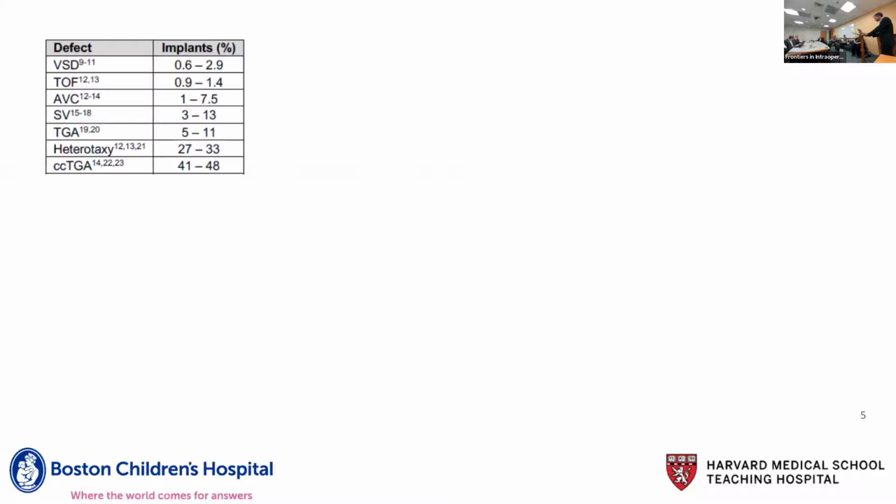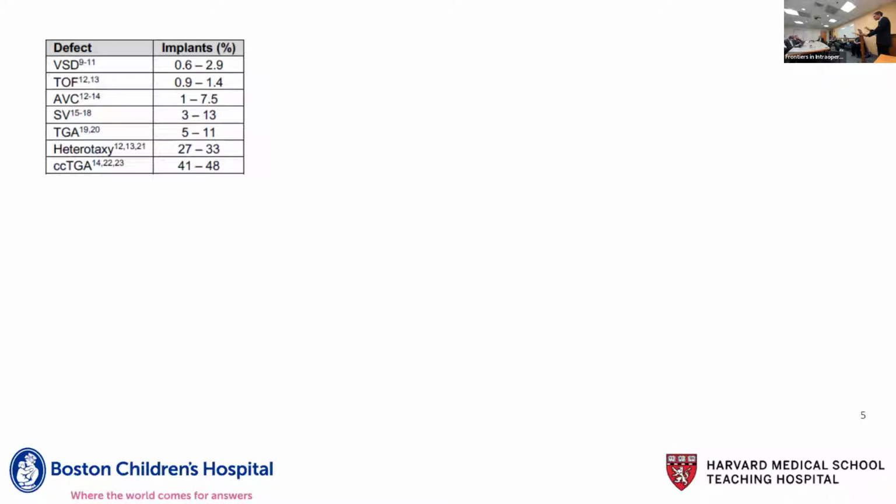So why is this a problem? This is a graph from our grant, and I have the citations for this. Even simple defects such as VSDs and tetralogy of Fallot, the incidence of heart block requiring pacemaker placement can be as high as 1 to 3%. If you go to complex defects such as canals or certain types of transpositions, heterotaxy syndromes, and corrected transposition, the need for pacemakers for heart block after surgery can be as high as anywhere from 7 to 50%.